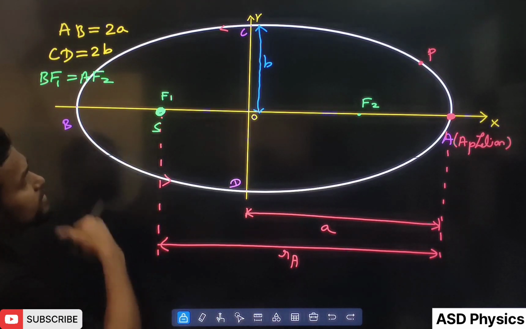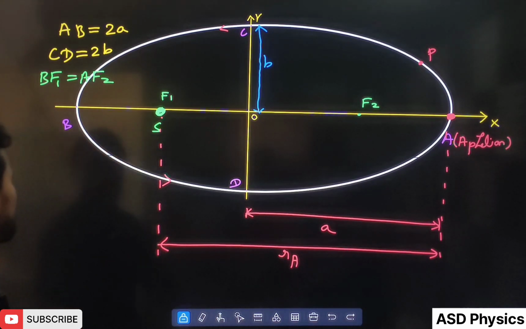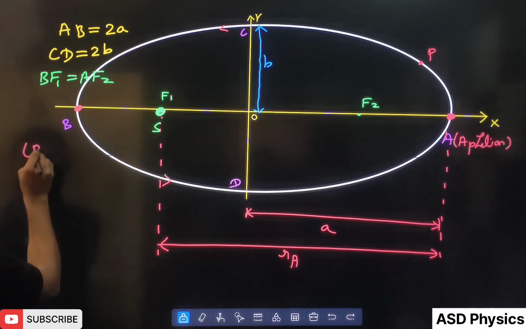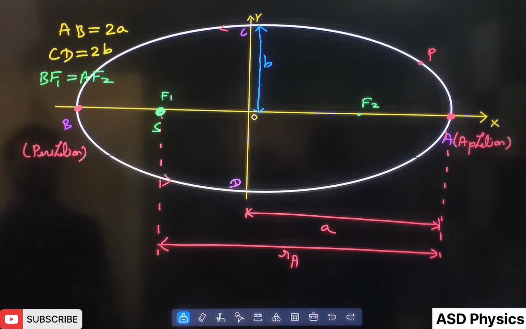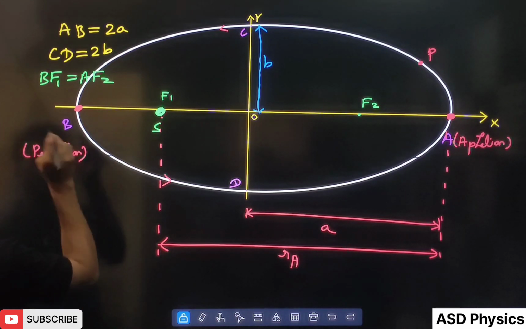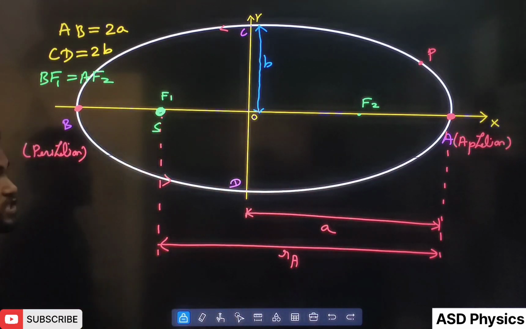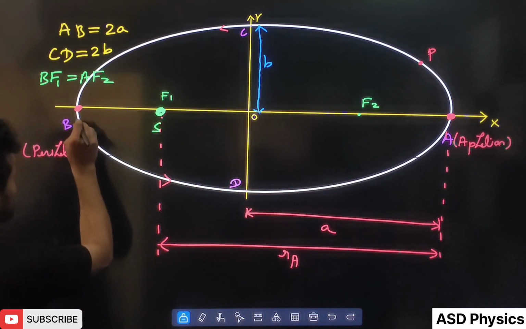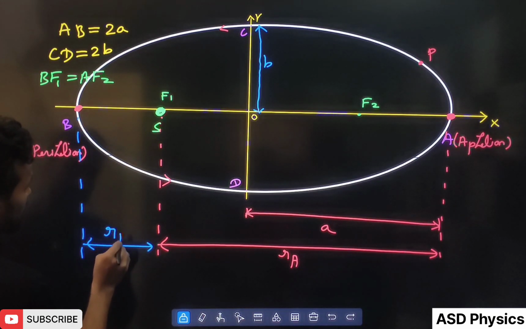Now can you see at which point the planet is very near to the sun? Here, at point B. This point is called perihelion, P-E-R-I-H-E-L-I-O-N. Sometimes this is called apogee and this is called perigee. And this distance, students, is called RP.